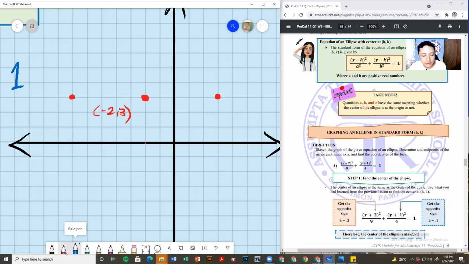And now let's move on with our co-vertices. 2 steps up, 1, 2. And then 2 steps down, 1, 2. There you go. And so when we draw this, gently draw it, passing through your vertices and co-vertices.